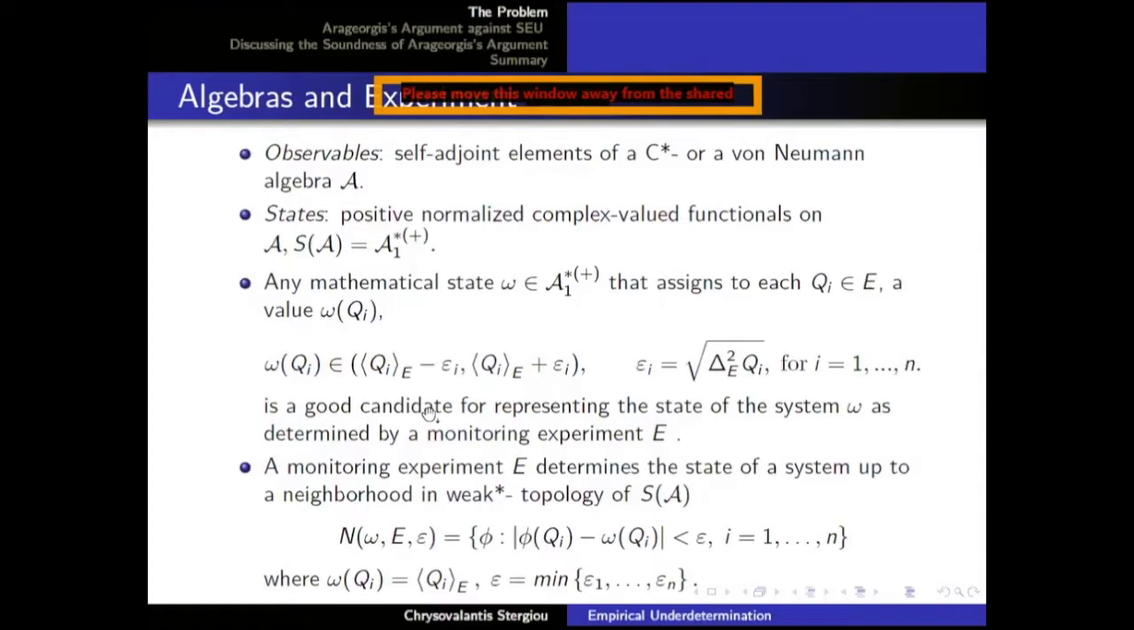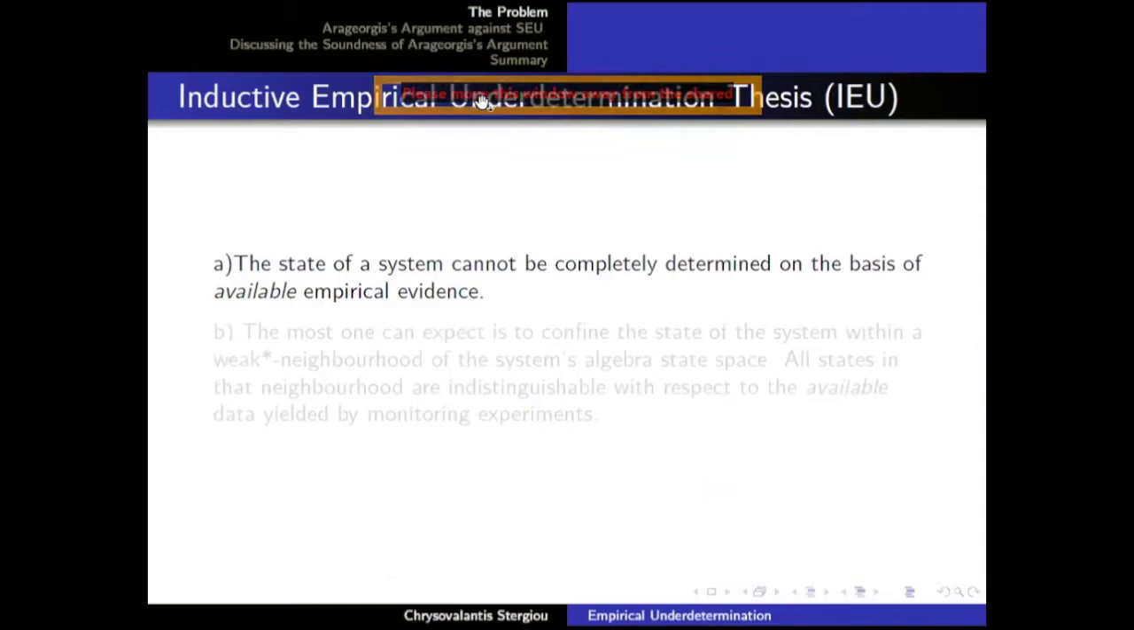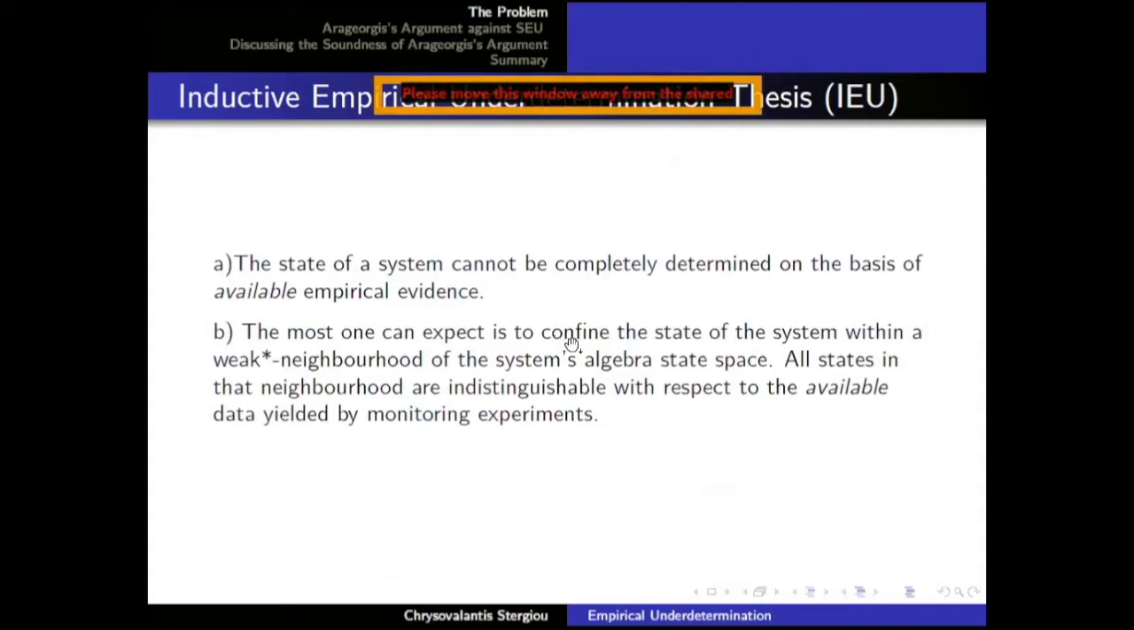Now, in this way, we see from the outset that we have what we call the inductive underdetermination thesis, namely that the state cannot be completely determined on the basis of available empirical evidence, and that the most one can expect is to confine the state within a weak-star neighborhood of the state space of the algebra. All states in that neighborhood are indistinguishable with respect to the available data yielded by monitoring experiments.